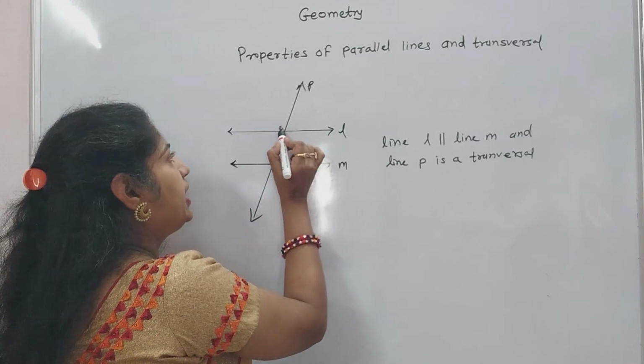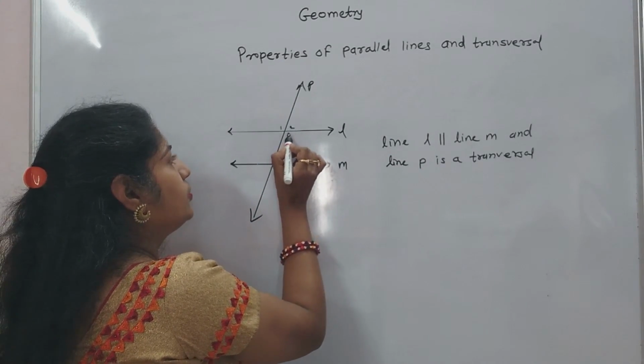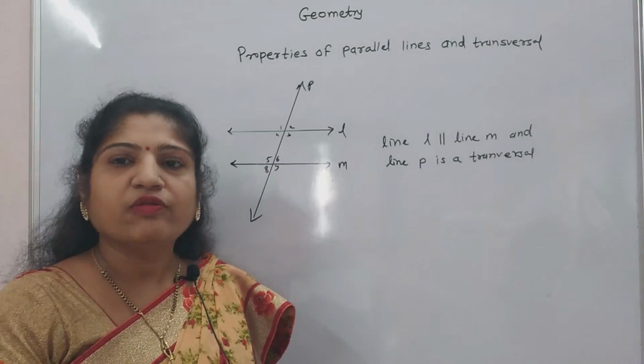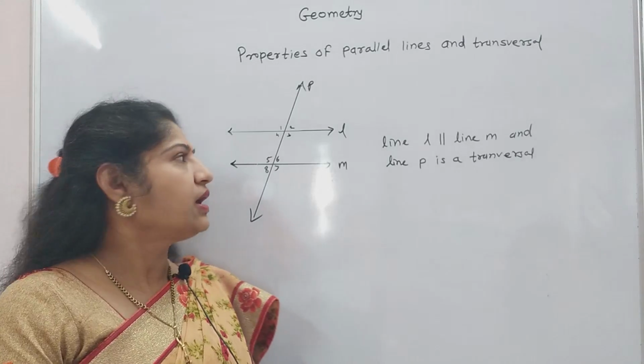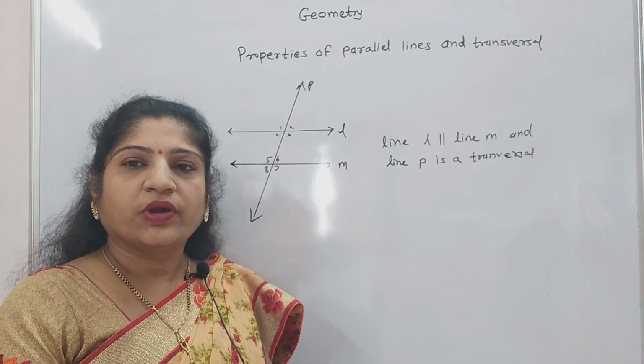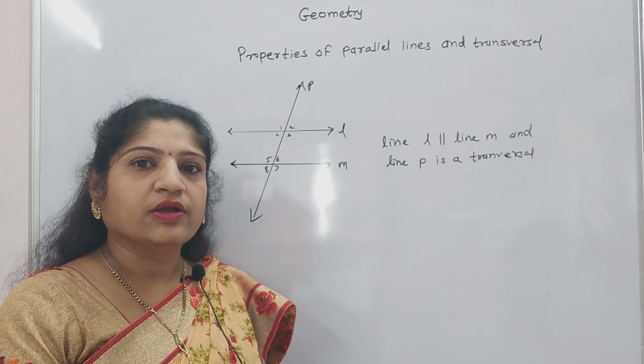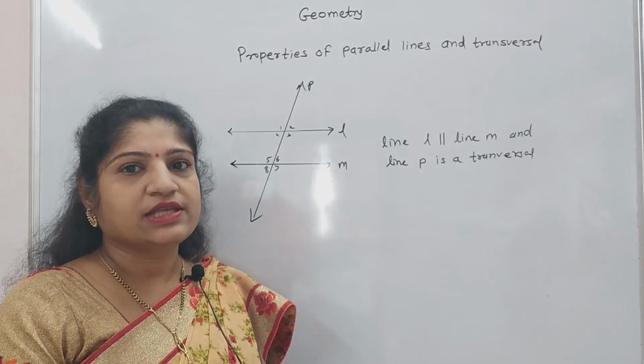So there are 8 angles: 1, 2, 3, 4, 5, 6, 7, 8. 8 angles are formed. And there are some pairs of corresponding angles, pairs of alternate angles, and pairs of interior angles formed.